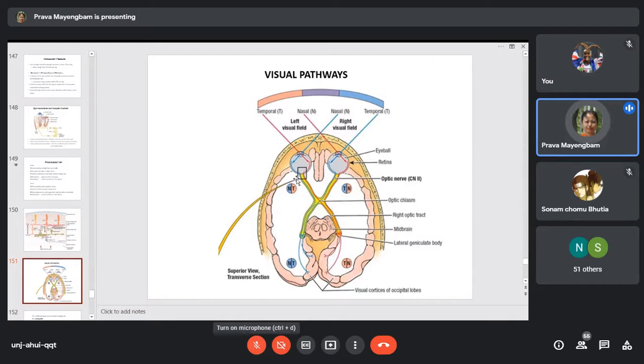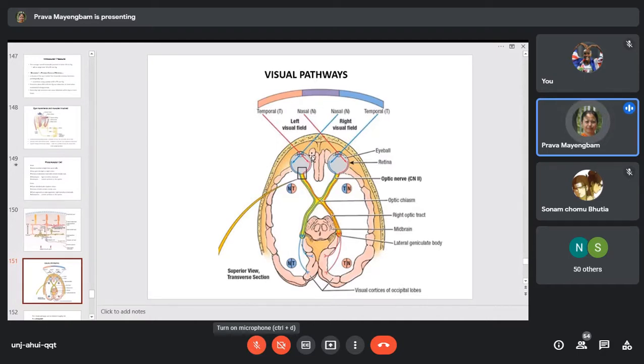The signal reaches the retina and is carried on, and then they change their track. The nerve bringing the signal from the nasal portion interchanges with the one from the other eye at the optic chiasm. That's how the visual pathways are formed.